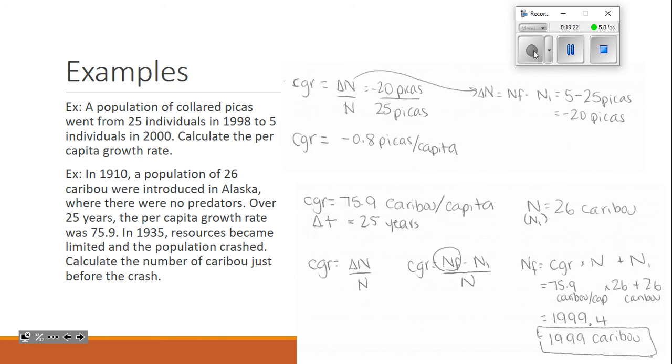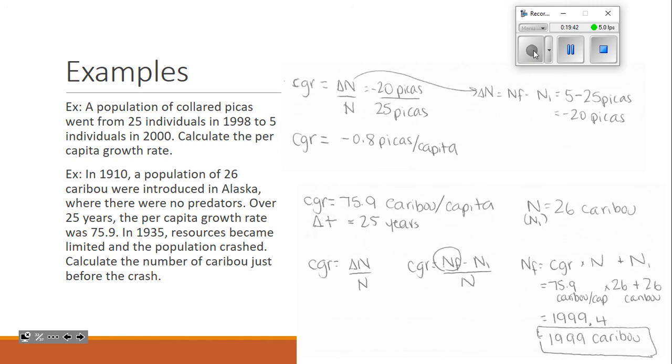The first one is about these cute little things, collared pikas. They're like little rodents. They're not cute. They look like gophers or other things of that nature. Maybe they're cute. I changed my mind. But the population went from 25 individuals in 1998 to 5 in 2000.